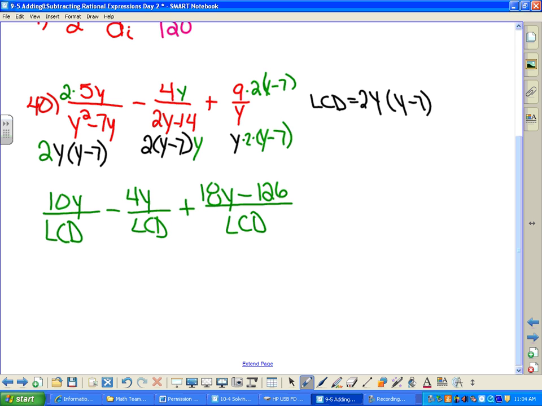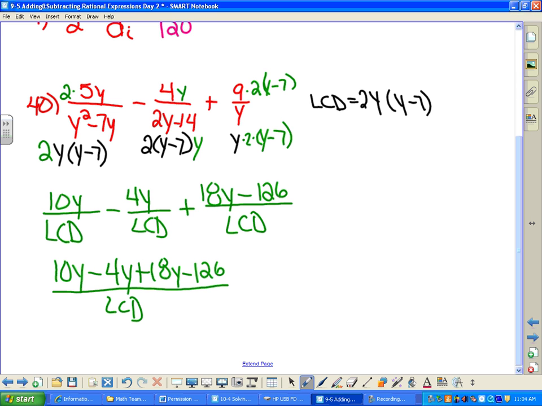So now they all have the same LCD, so we can write it all as one. It's 10y minus 4y plus 18y minus 126 all over the LCD. So go ahead and add and subtract, combine like terms, and you're going to end up with what, 24y?